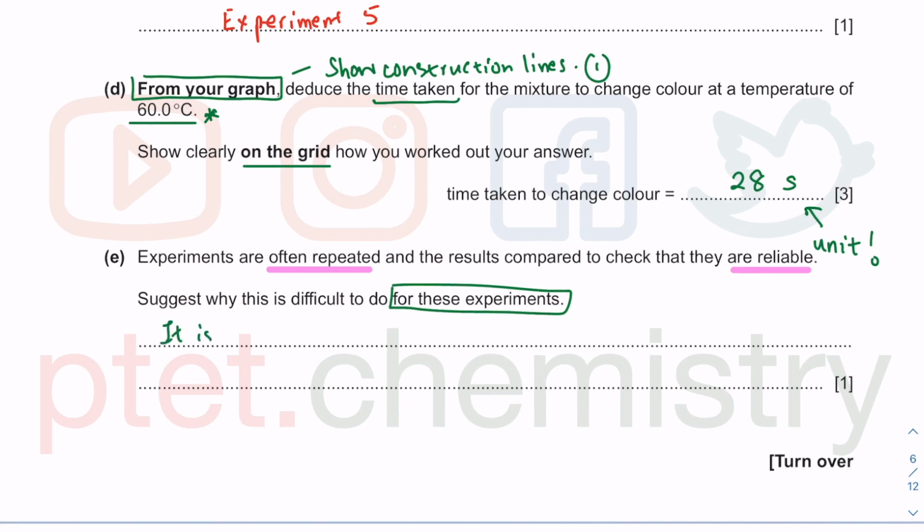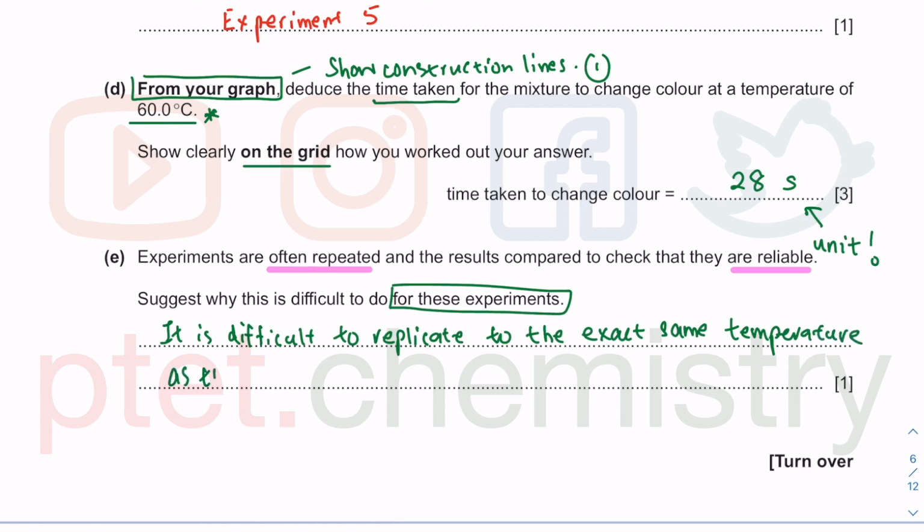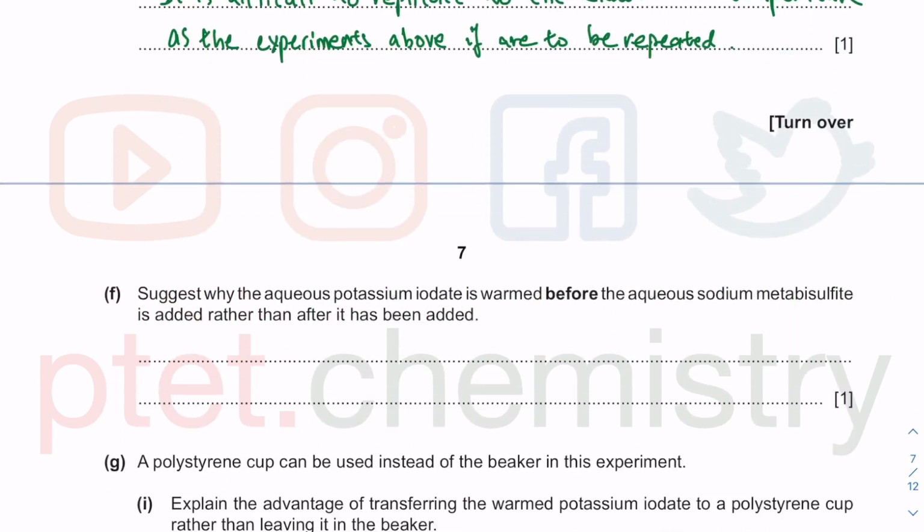So it's difficult to replicate the exact same temperature as for the above experiment. Basically, it's difficult to come to the same temperature as the experiments above if you are to repeat the experiment. If you are to repeat the experiment, it's difficult to come to the exact same temperature as above.